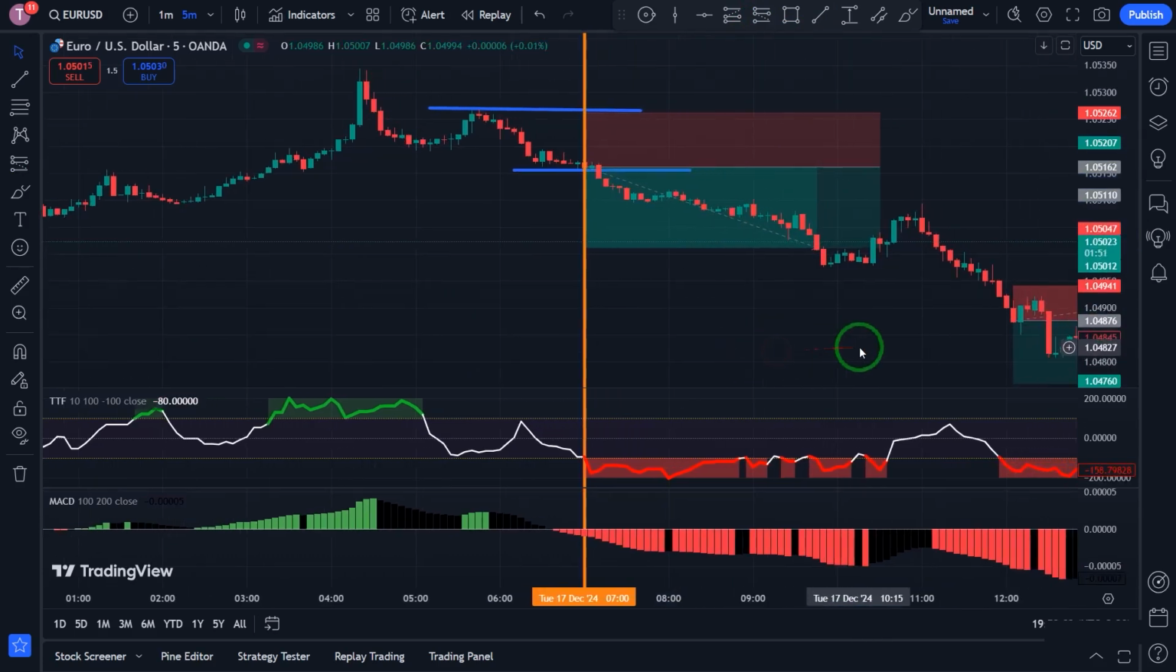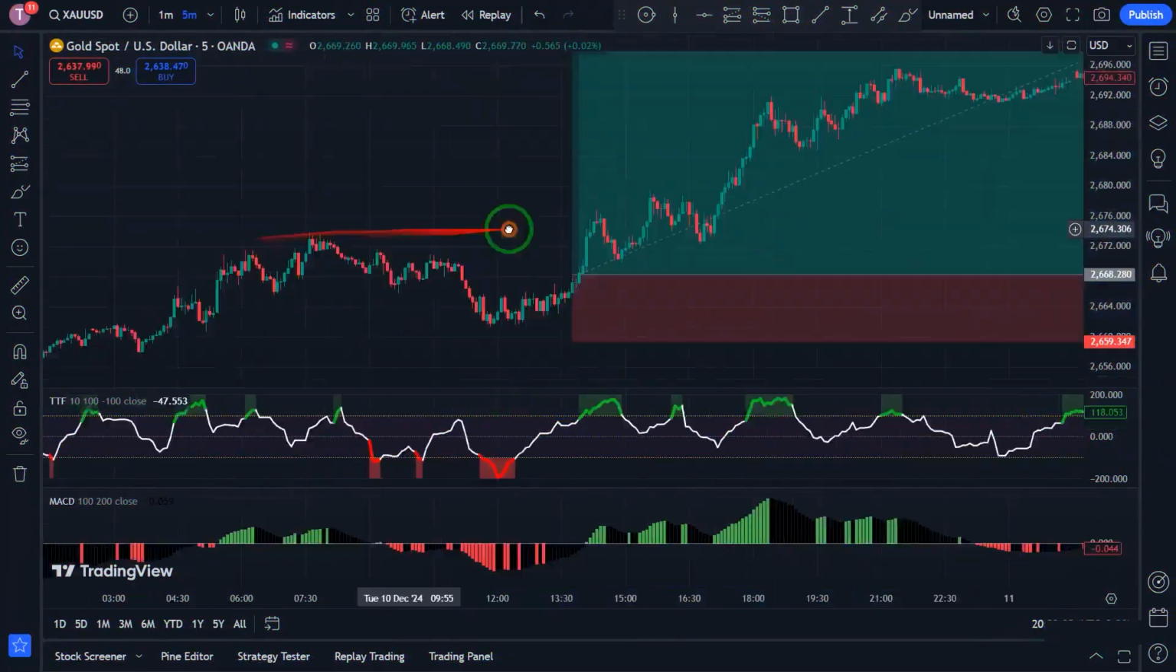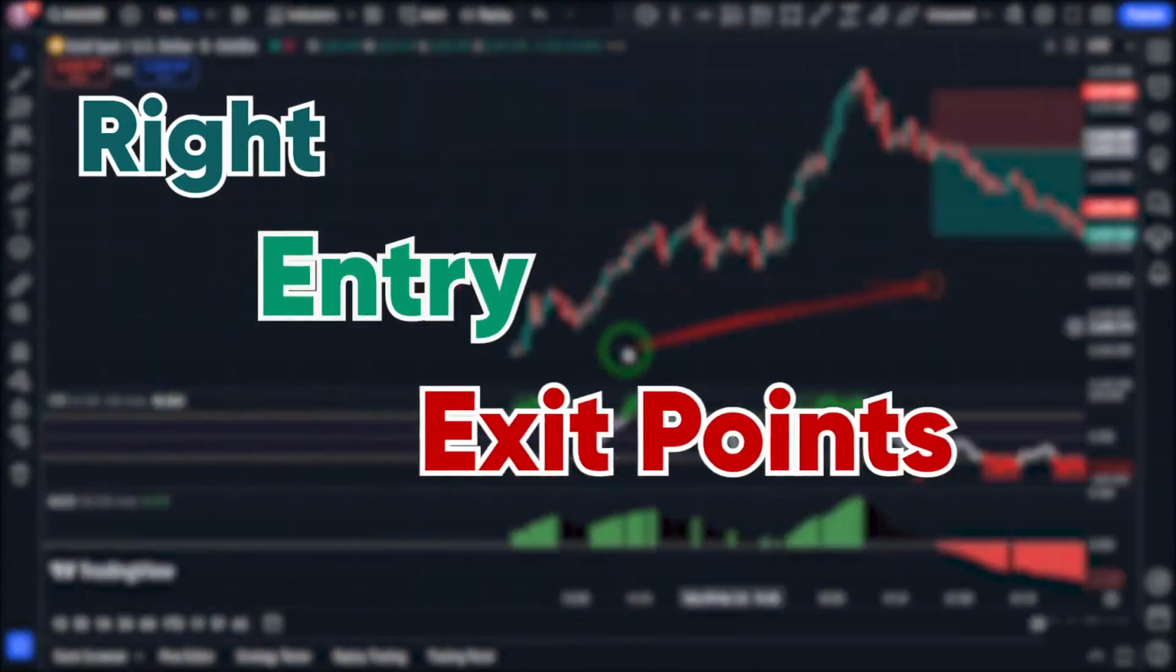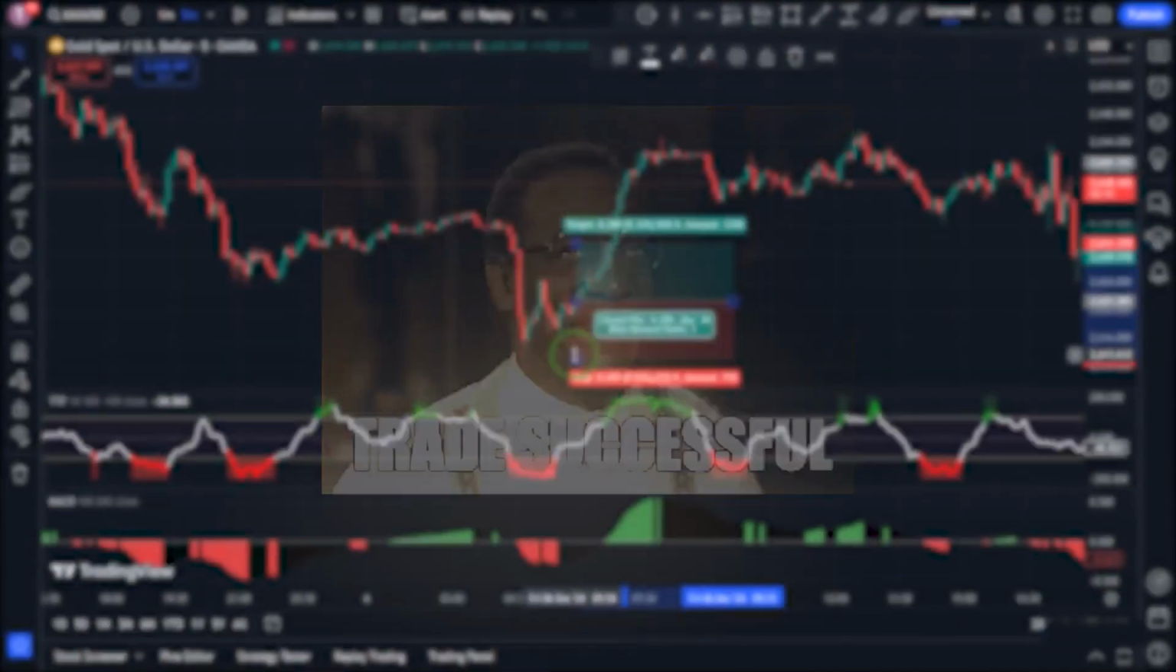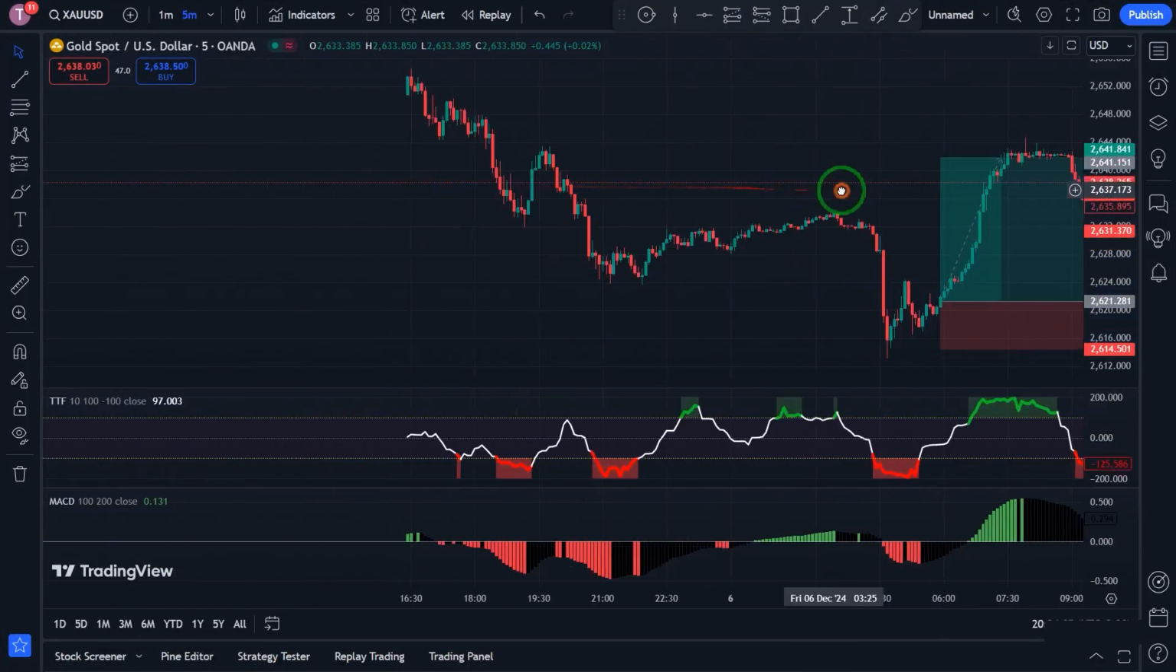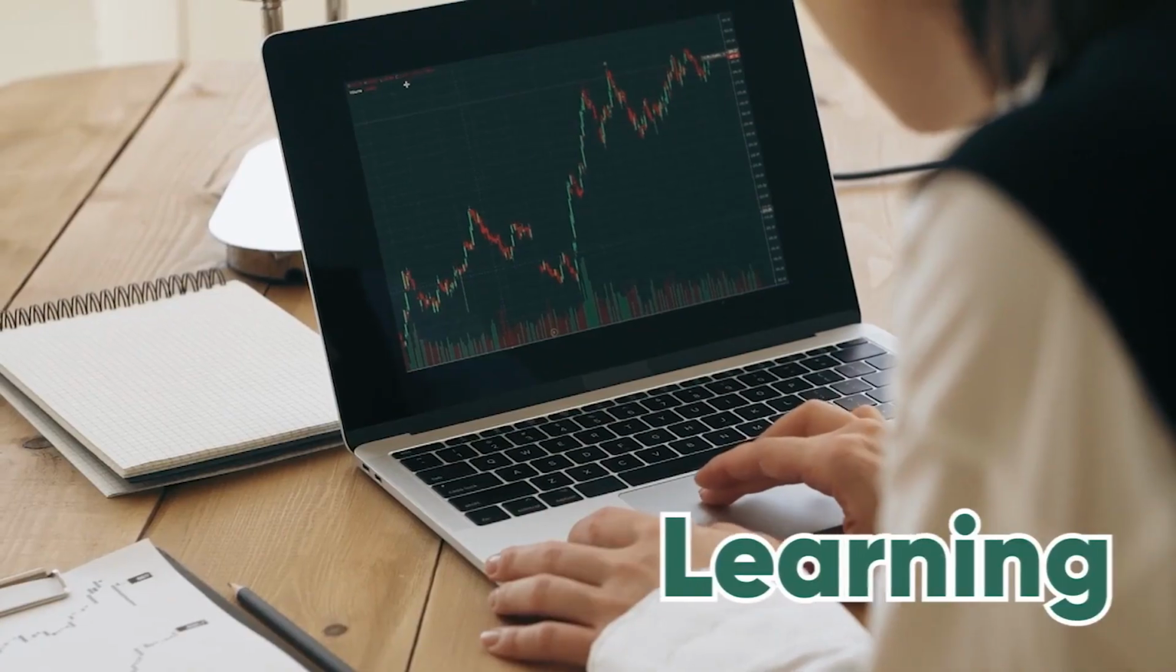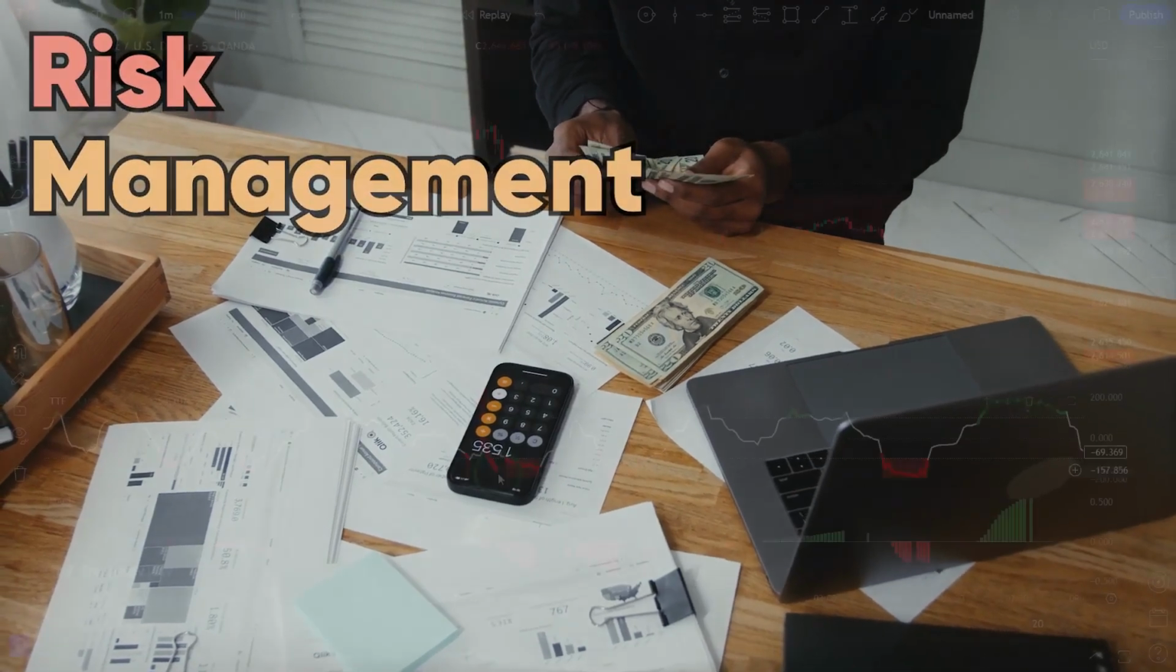Well, now you know how to use these two indicators to find the right entry and exit points and have more successful trades. Remember that trading is a skill, and with practice, learning, and risk management, you can always improve.